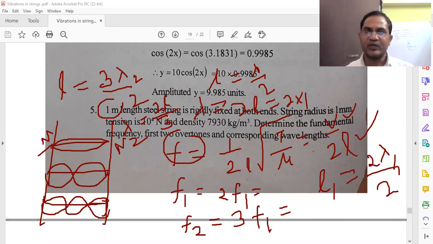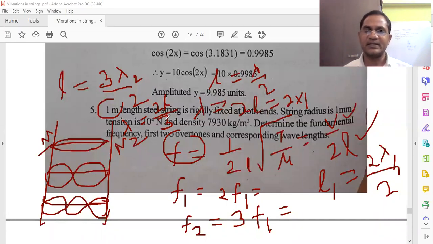So here we first calculate the velocity of the transverse vibration in the stretched string, V equal to under root T by mu. But in the problem, linear density is not given; radius and density are given. That's why linear density is expressed in terms of radius and density, mu equal to pi r square rho. After getting the velocity, we apply the fundamental frequency formula, F is equal to 1 by 2L root of T by mu. Next, the first overtone is F1 equal to 2F. The second overtone is the third harmonic, so we write 3F.